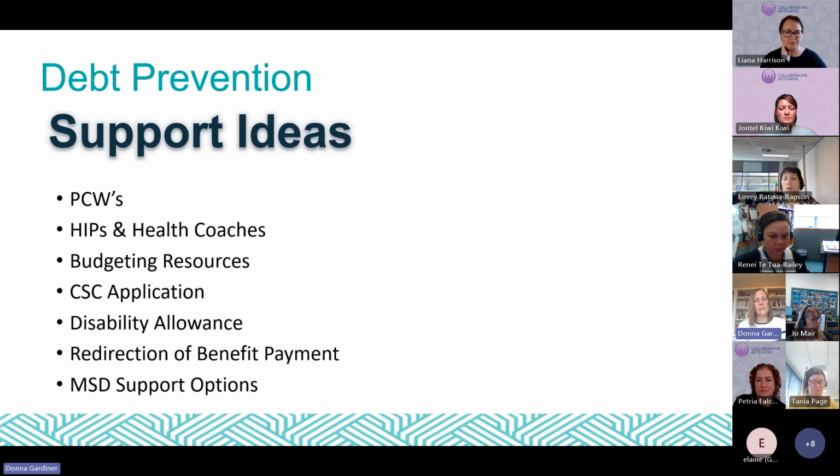The redirection of benefit payments, so this one is the redirection of some of their benefit going straight to the practice to help with their costs, and that may be for clearing debt as well. There has to be good cause for doing that. Health is considered a priority need by MSD, so it does fit the criteria, but the patient needs to consent, and they need to fill in a form, which MSD are able to help with as well.